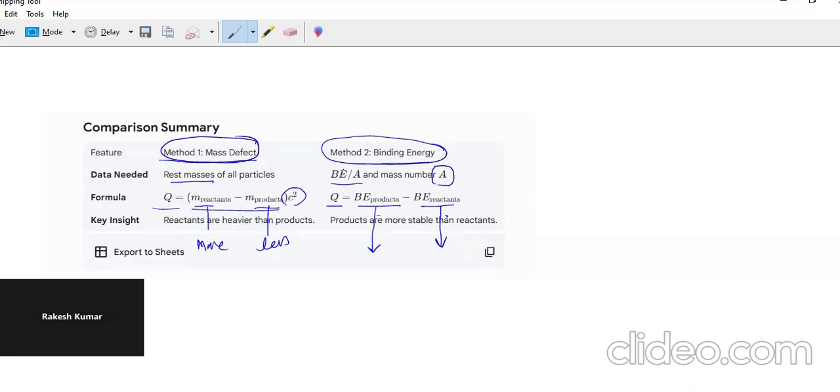If they give you the binding energy per nucleon and the mass number, you can multiply both of them, get the binding energy of the products and the binding energy of the reactants, and then you can subtract and get the energy.